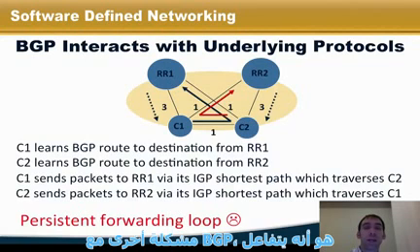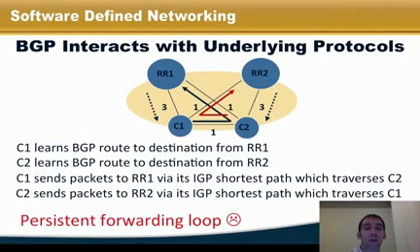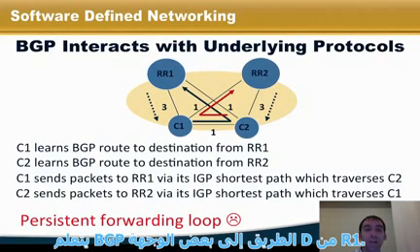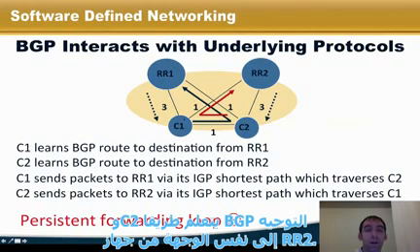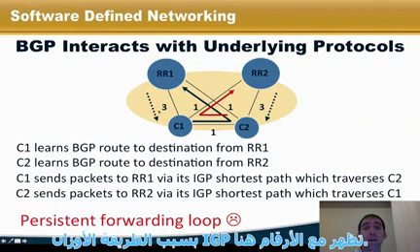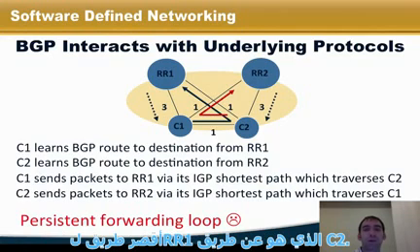Another problem with BGP is that it interacts with underlying protocols in strange and unexpected ways. In this example, the router inside the AS, C1, learns a BGP route to some destination, D, from RR1, and C2 learns a BGP route to the same destination from router RR2. Because of the way the IGP weights, shown with numbers here, are configured, C1 will send traffic to D via the shortest path to RR1, which is via C2.